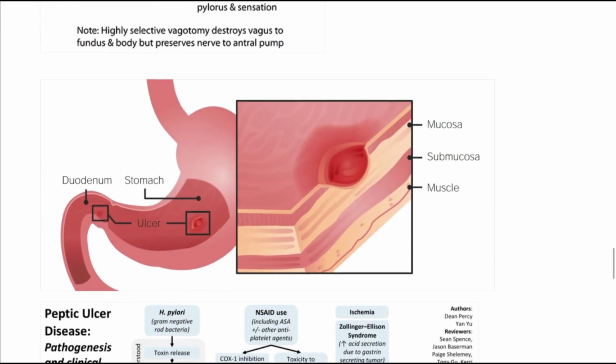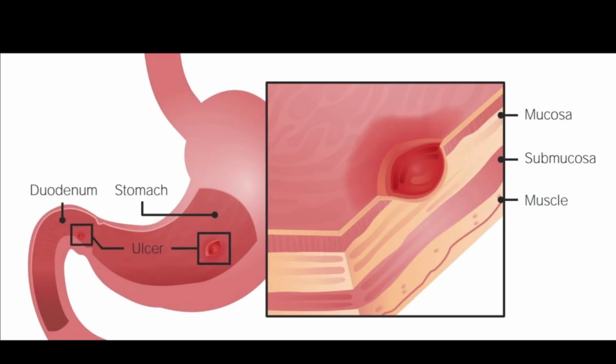Next, you can see here this is the main stomach part, and these are the layers. We can see the mucosa. The muscularis mucosa will get erosion, and the patient will get this type of ulcer. Okay, so here you can see some physiology.